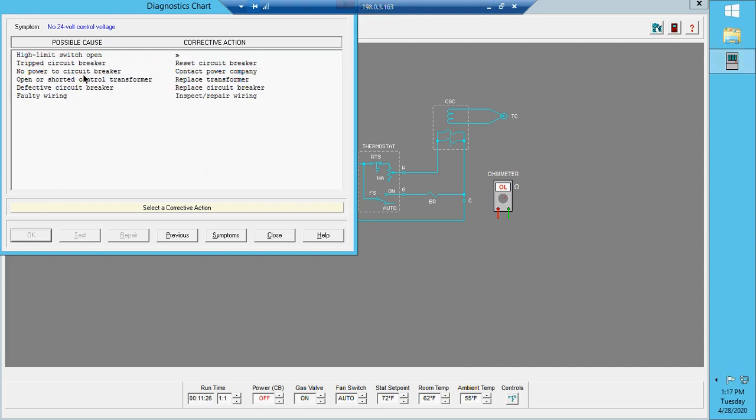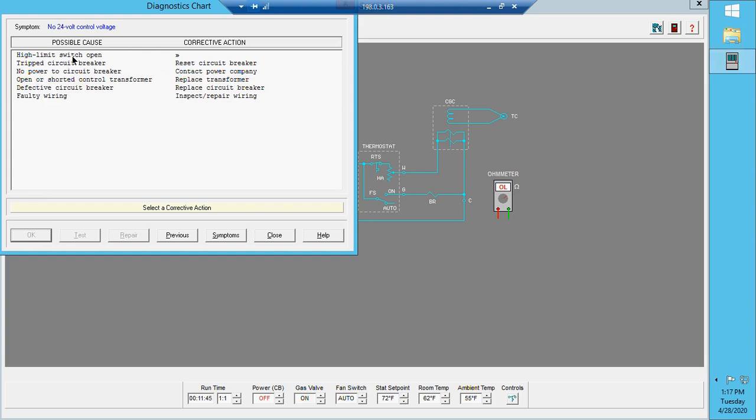Okay? It gives me a couple other possible reasons why I would have no 24-volt control voltage. Well, is the high limit open? Again, back to what I said. I was getting 115 volts on my primary side of my transformer, which tells me that that limit switch is closed.